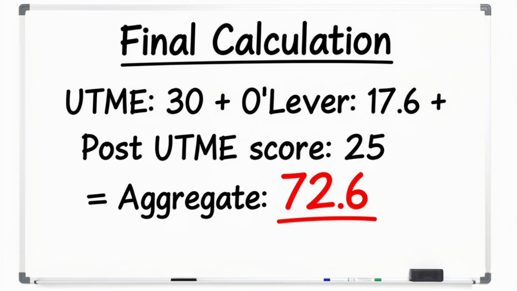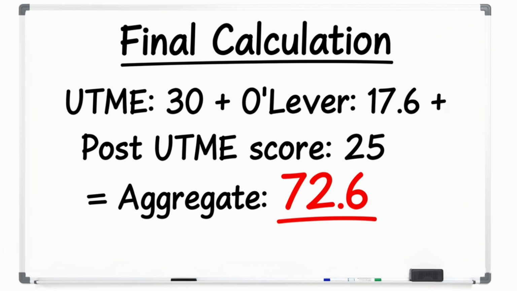So your final calculation or aggregate is going to be like this. 30 in UTME plus 17.6 in O-level plus 25 in post-UTME exam. So your total aggregate is going to be 72.6.